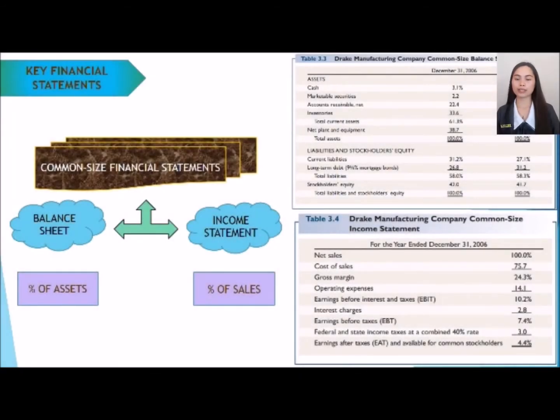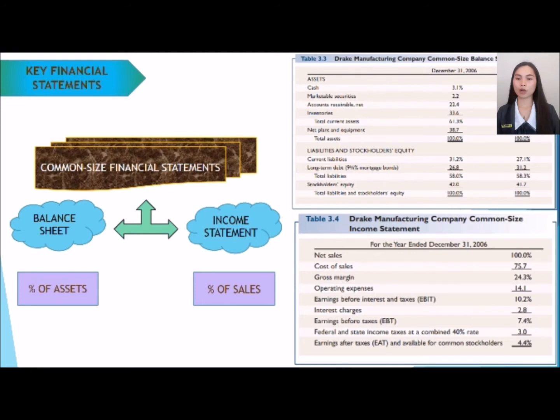Next is the common size financial statement. A common size financial statement displays entries as a percentage of a common base figure rather than as absolute figures. There are two types of common size financial statements: the common size balance sheet and the common size income statement. A common size balance sheet shows the firm's assets and liabilities and stockholders' equity as a percentage of total assets rather than in dollar amounts. Table 3.3 shows the Drake Company's common size balance sheet on December 31, 2006 and December 31, 2005.